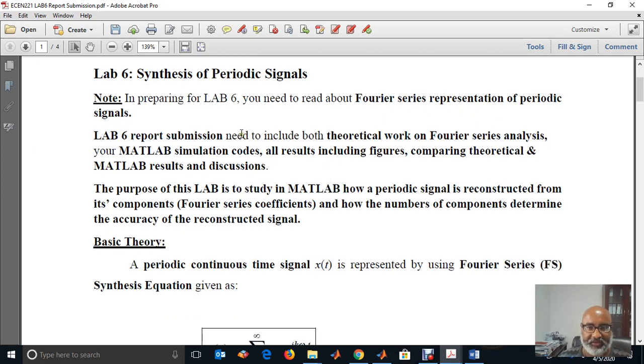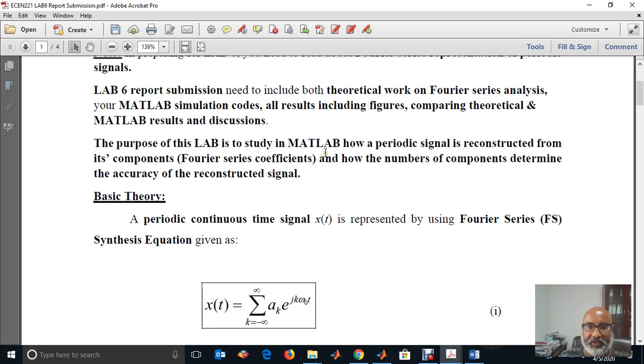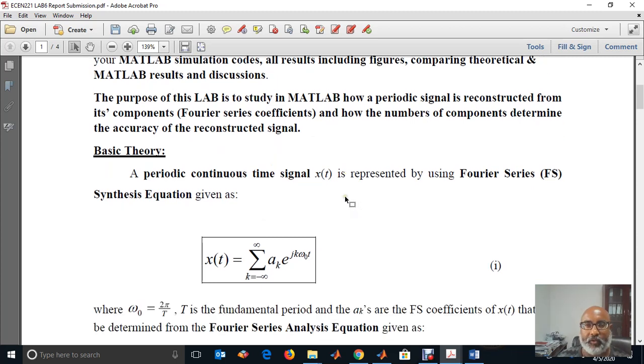The Lab 6 report submission needs both the theoretical work on Fourier analysis and the MATLAB simulation codes, results, including figures, and discussion of the theoretical and the simulation results, the MATLAB results. You have to compare both, and you need to give discussions.